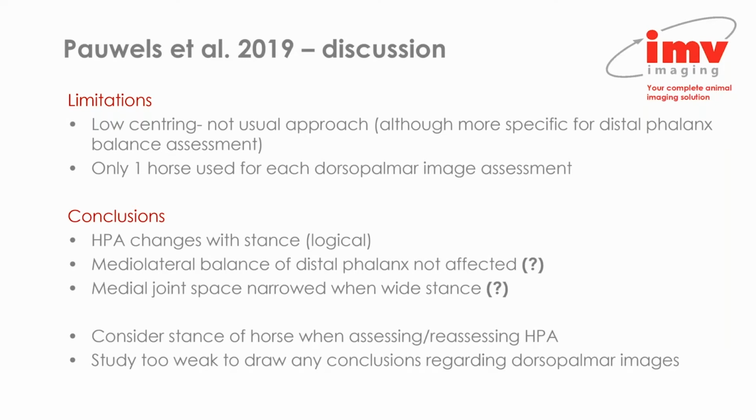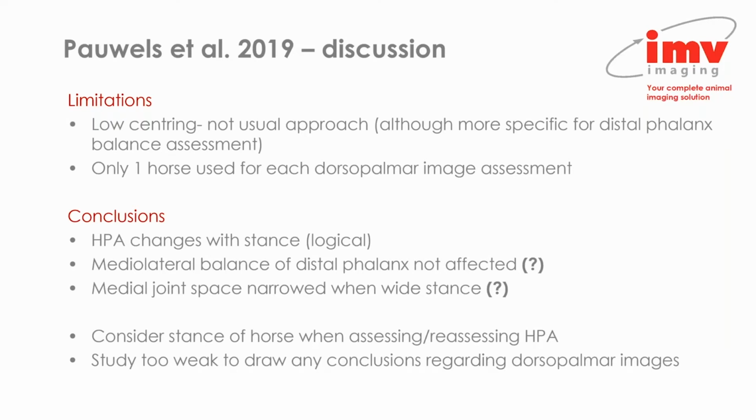However, in a clinical situation, we would be probably centering about 1 centimeter or at the level of the coronary band in most horses. And so how these results would translate to our more typical radiographs isn't 100% clear. Further, as I mentioned, they only use 1 horse for each of the dorsal palmar image assessments, which is incredibly weak. So in conclusions, the hoof pastern axis did appear to change with stance, and that's logical.